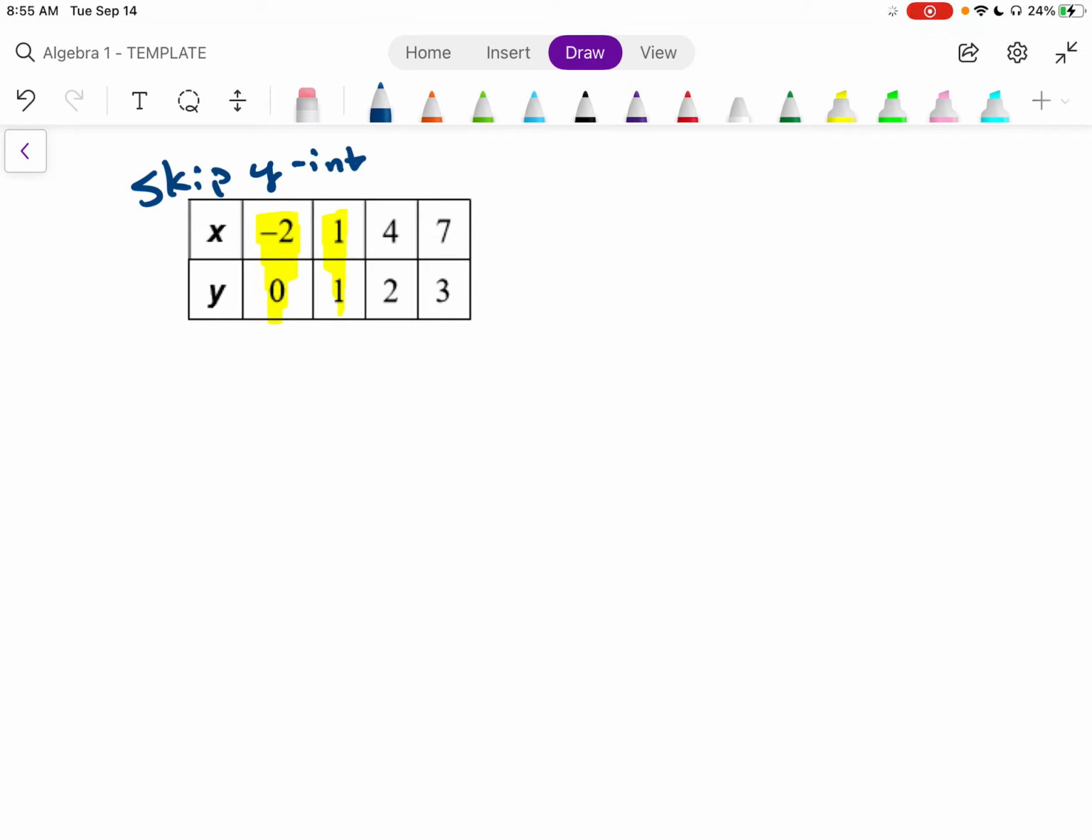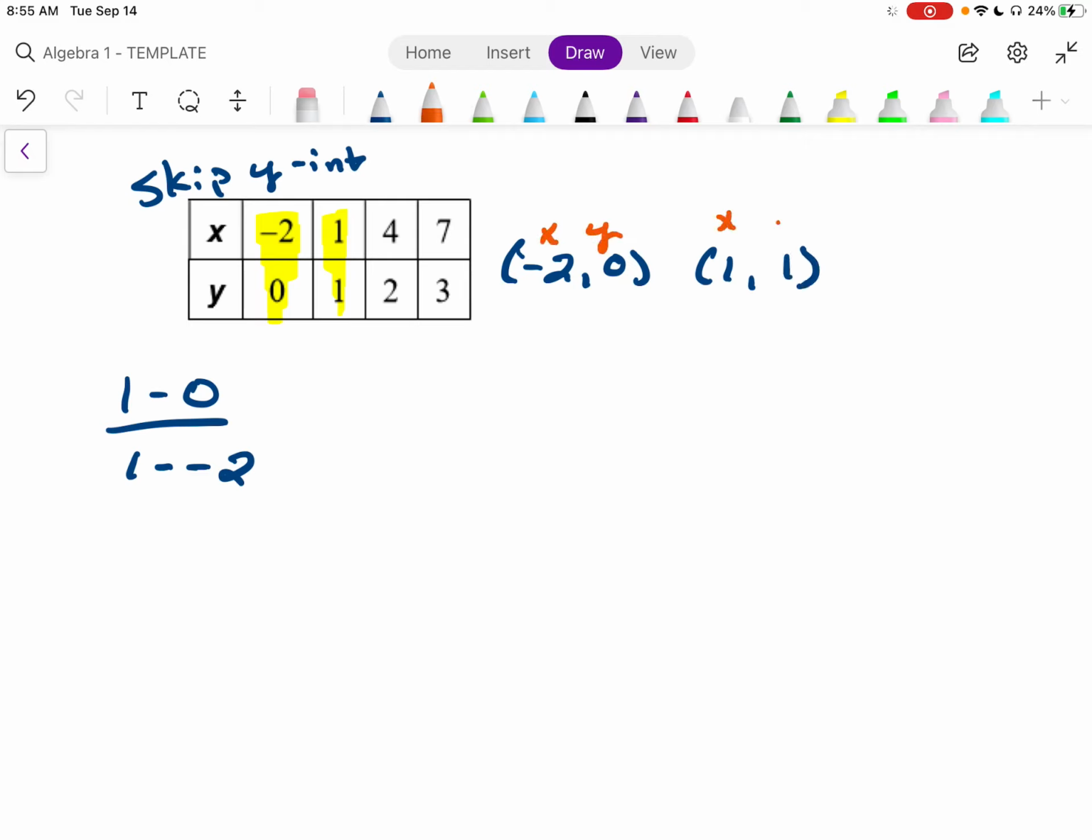So I'm going to take y2 minus y1, so it'll be 1 minus 0 over x2 minus x1, 1 minus -2, right? In my head, I put these as points, so this was -2, 0, and 1, 1. And I did my y minus y and x minus x. Here on top, it turns into a 1. On bottom, it would turn into a 3. So m equals 1/3. And we skip the y-intercept on that one.